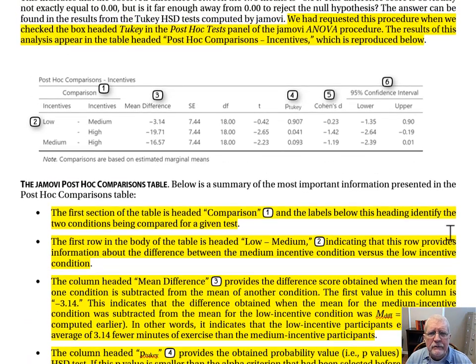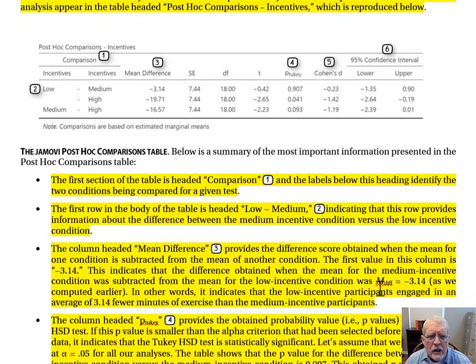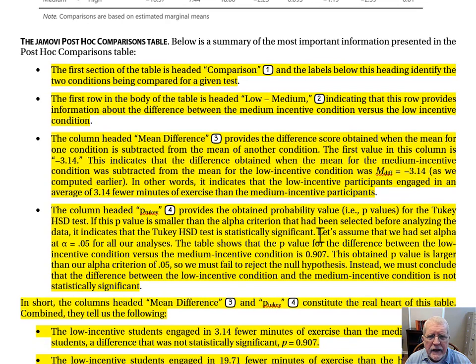Hang on, is that what it really says? P Tukey, I'm looking at the first row. The p-value for the Tukey test for this first comparison is 0.907. Okay. The table shows the p-value for the difference between the low incentive versus medium incentive condition is 0.907. This obtained p-value is larger than our alpha criterion of 0.05, so we must fail to reject the null hypothesis.